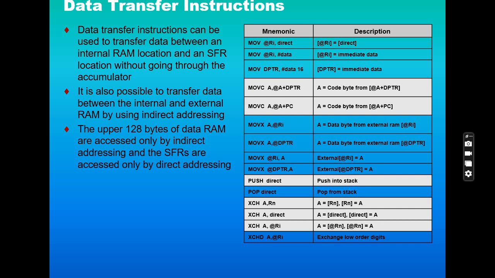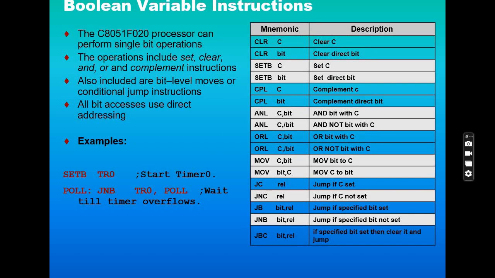Data transfer instructions are normally represented by the indirect representation @Ri or the DPTR, the data pointer. Data pointer is meant for 16-bit, along with the PUSH and POP instructions and exchange operations.